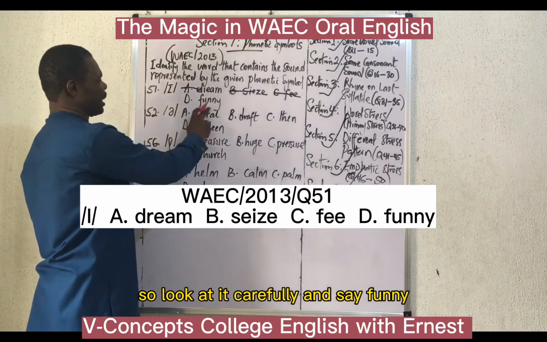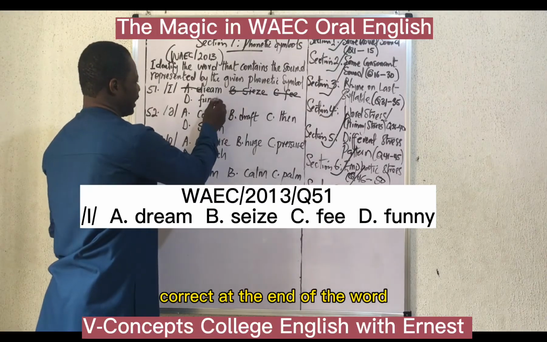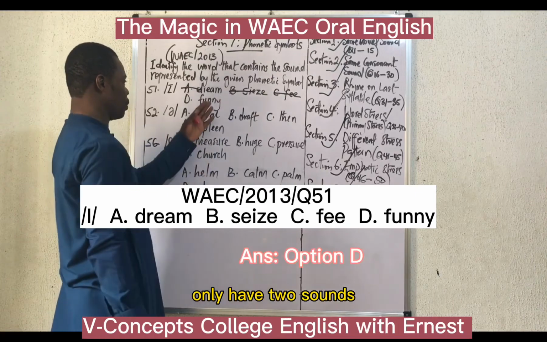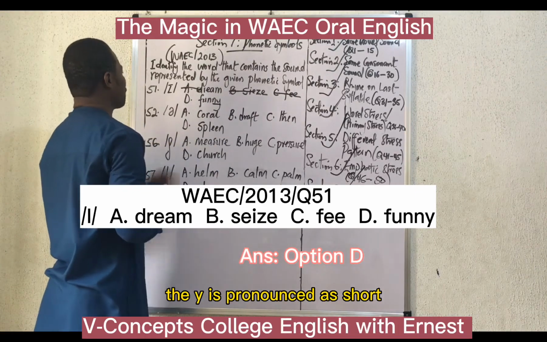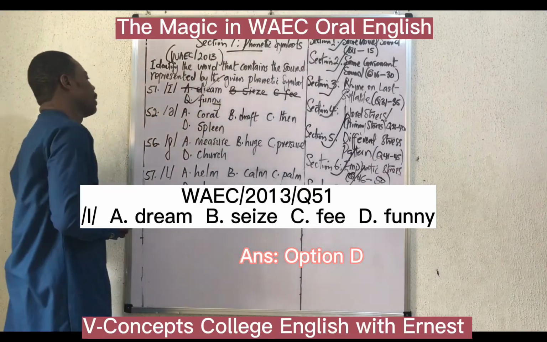So we're going to look at it carefully and say funny. Correct. At the end of the word, the last sound of the word, because you have two sounds in that word, the Y is pronounced as short E. So funny, option D, is the correct answer.